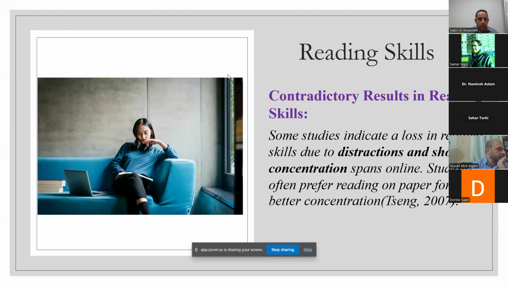Regarding reading skills, some scholars have found that since students feel distracted and their concentration span is short, they cannot concentrate well enough to read the materials online.